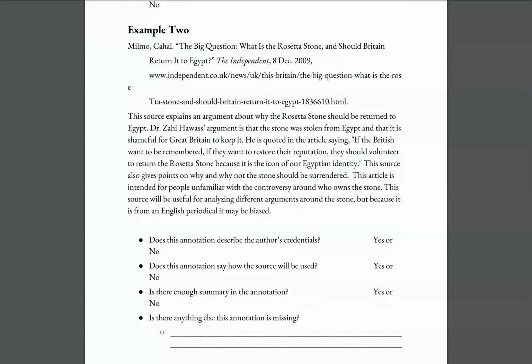Does this annotation say how the source will be used? Is there enough summary? And is there anything else in this annotation that you can think of that may be missing?